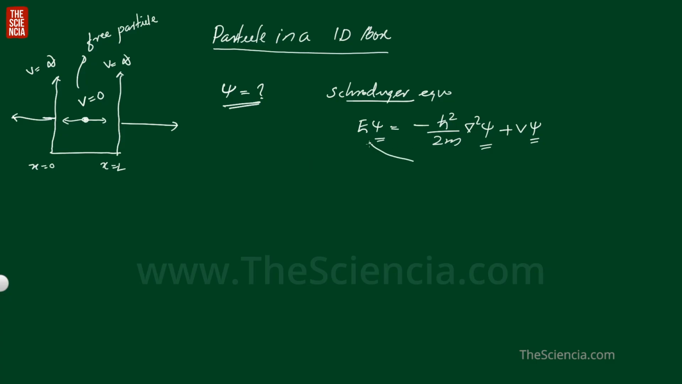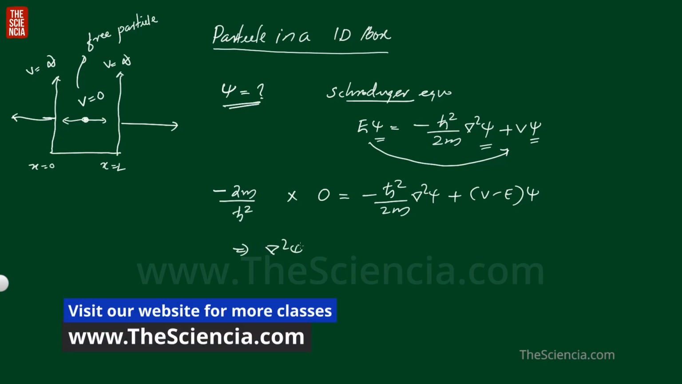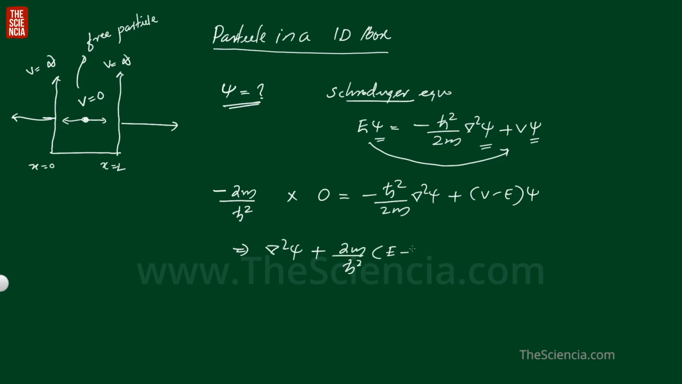I am taking this term to the RHS of this equation. So we get 0 equal to minus h square by 2m del square psi plus (V minus E) into psi. Now I am going to multiply this equation throughout by minus 2m by h square. We get del square psi plus 2m by h square into (E minus V) into psi equal to 0. This is another form of the above Schrodinger equation.